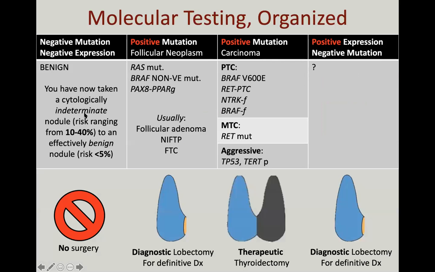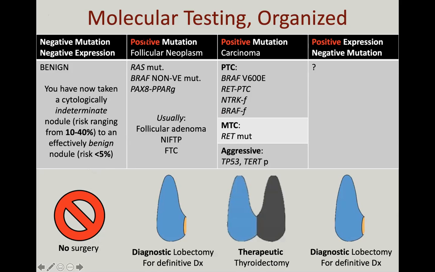So to review, if you have both a negative mutational profile and a negative gene expression profile, this is essentially a molecularly benign nodule. You've taken that cytologically indeterminate nodule, as I said, to an effectively benign nodule, where surgery is not definitively indicated anymore.